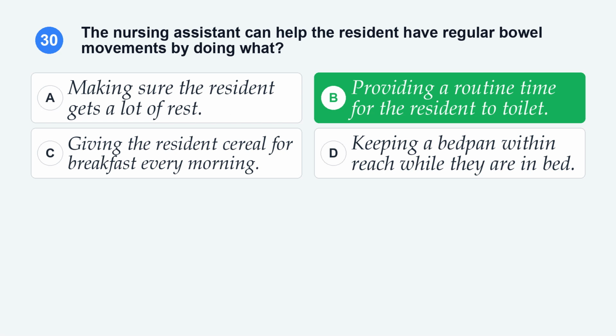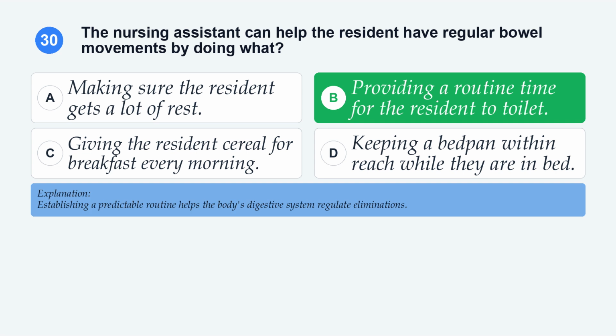The correct answer is option B. Providing a routine time for the resident to toilet. Explanation. Establishing a predictable routine helps the body's digestive system regulate eliminations.